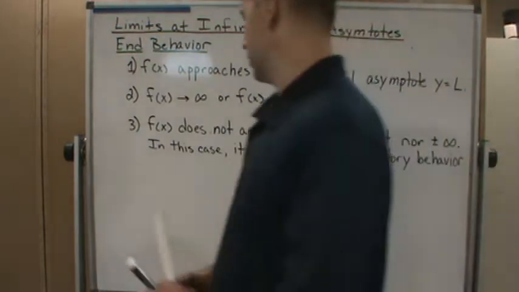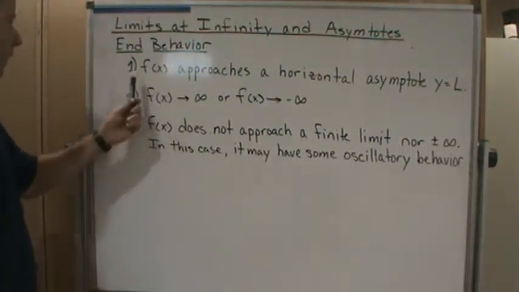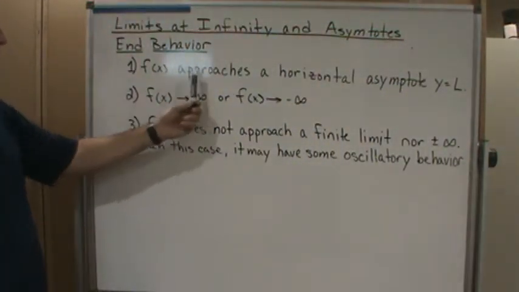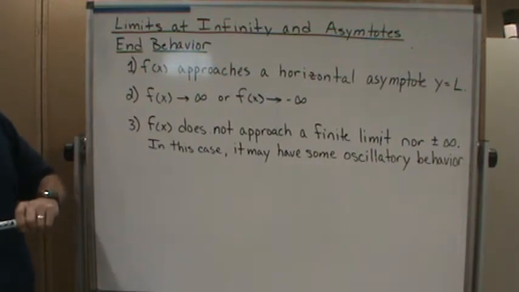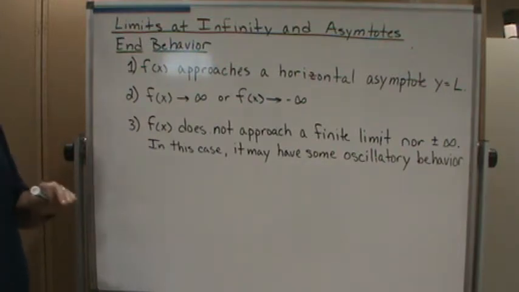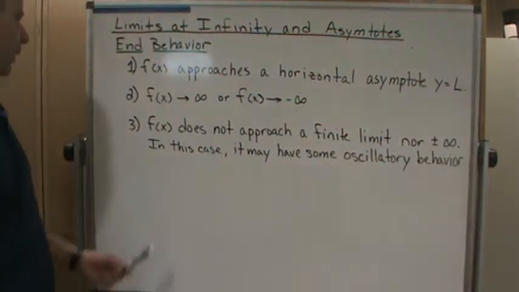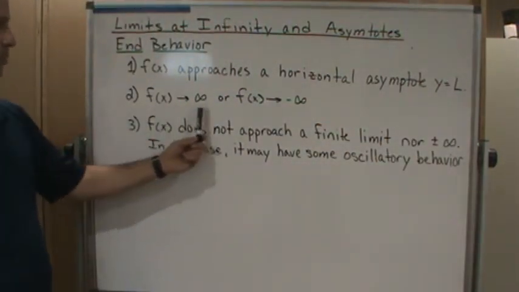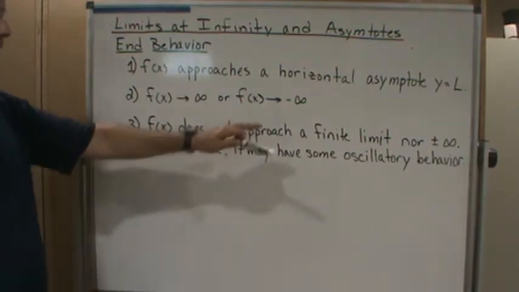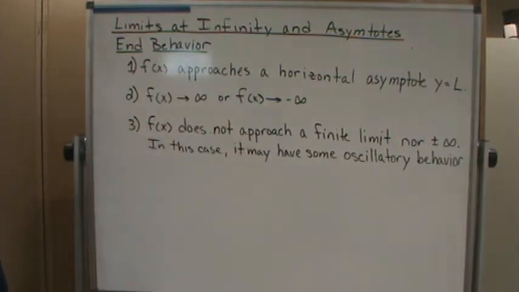So in this case we have three options. Either the end behavior is going to be where f of x approaches a horizontal asymptote, y equals L. So that's one option that we've seen. The other option is that f goes off to either positive infinity or negative infinity as x goes to positive infinity or negative infinity. So those are those infinite limits at infinity.